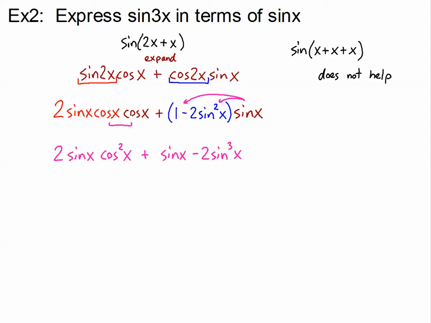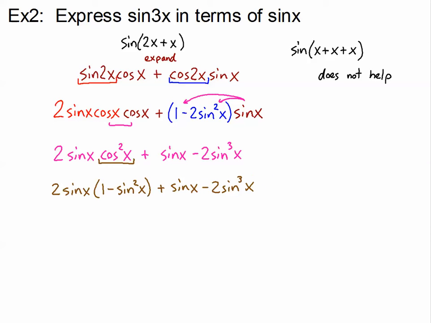There's only one thing left that is messing this up, and it's this cosine squared. Remember, I only want sines. So it looks like we're going to be using a Pythagorean identity and replacing cosine squared with its Pythagorean. So I've got 2 sine x, and then this will be 1 minus sine squared. We've used that one plenty of times. And then plus sine x minus 2 sine cubed x. Nothing's changing over there.